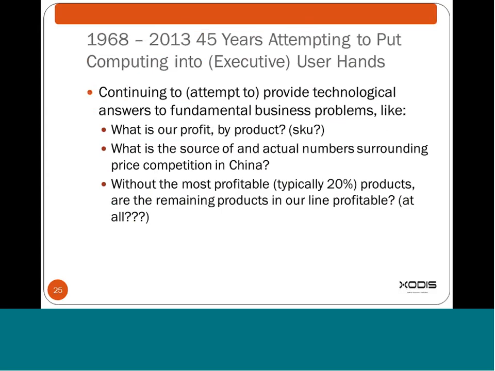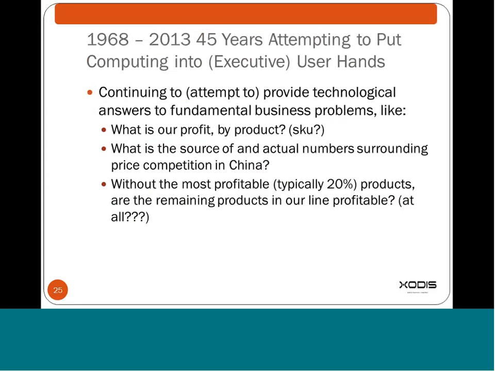So from 1968 to 2013, we've got 45 years. We've been trying to put end-user computing into executive hands and to provide technological answers to basically business questions like, what's our profit by product? These are questions that I've actually tried to help people solve, sometimes successfully.